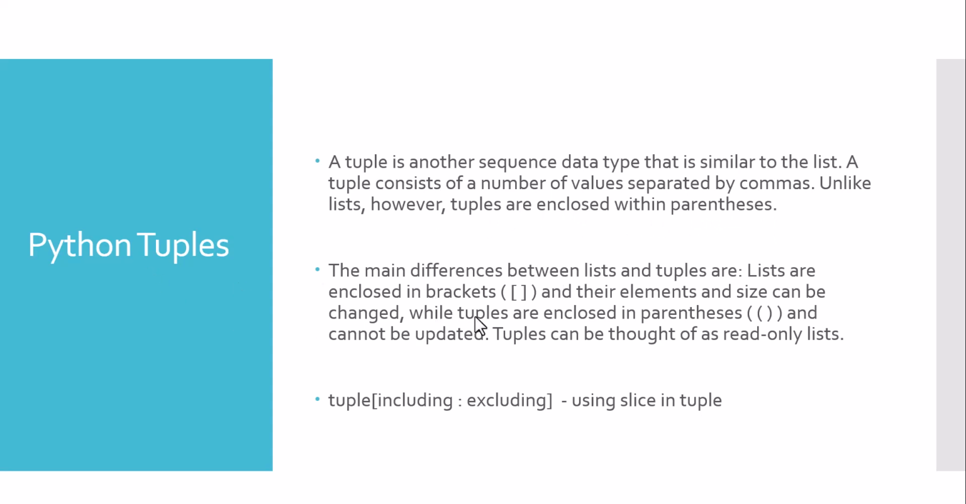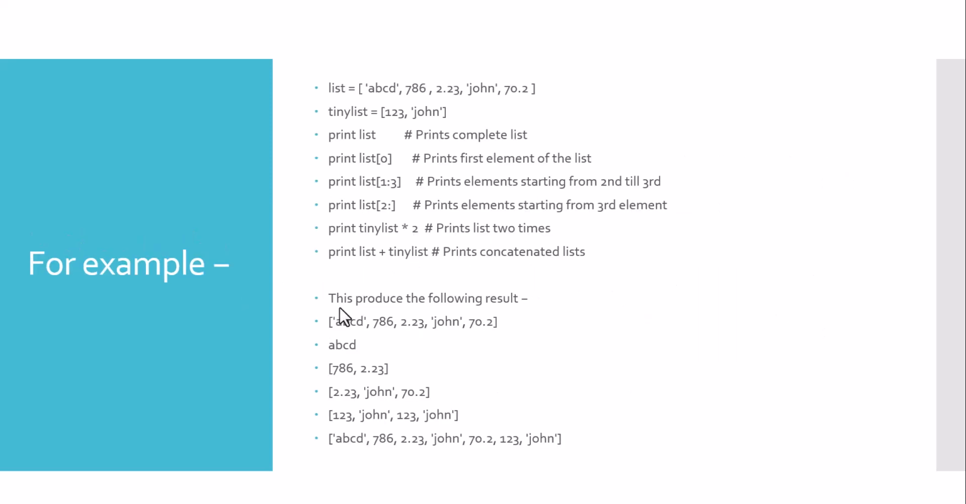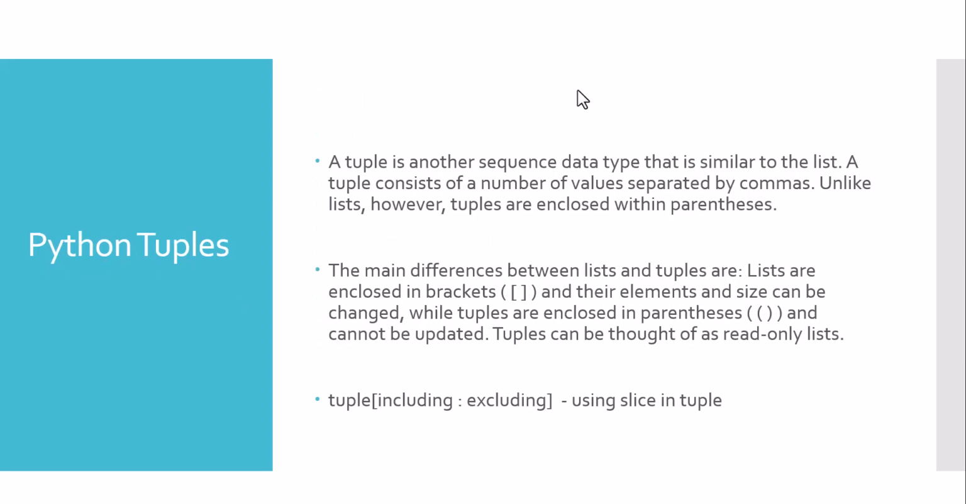In a list we saw that we include the values in square brackets, but here we are not going to use square brackets. We are enclosing in parentheses. The main difference between lists and tuples is that lists are enclosed in brackets and their elements and size can be changed, while tuples are enclosed in parentheses and cannot be updated. Tuples can be thought of as read-only lists. Means we can't change the values of a tuple once we have defined it.